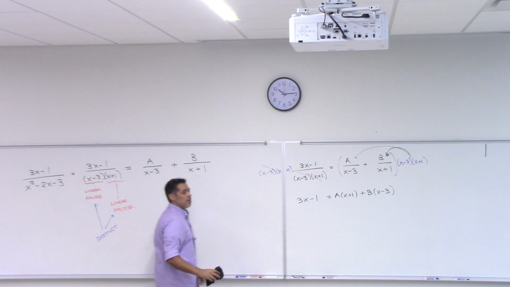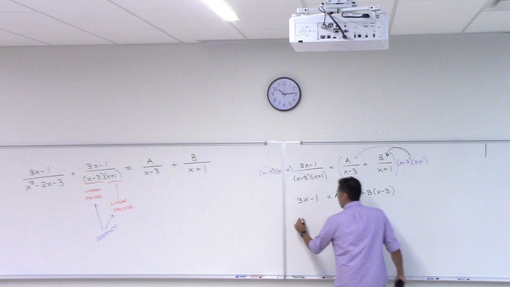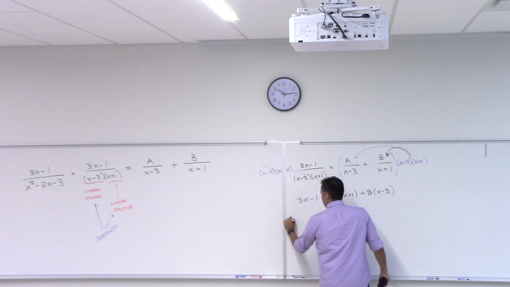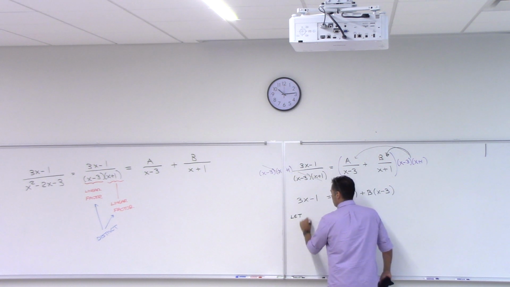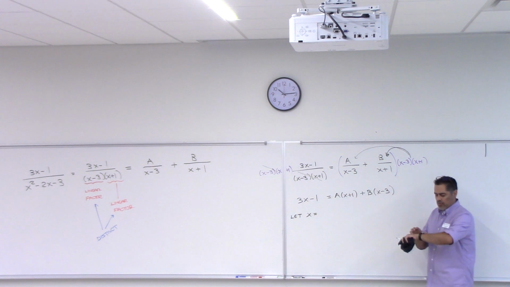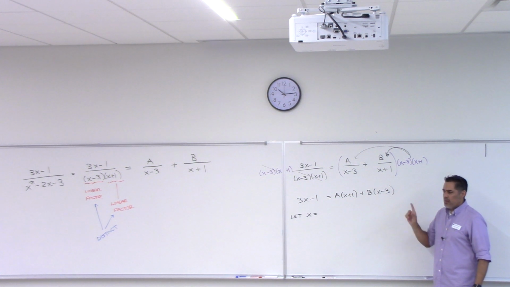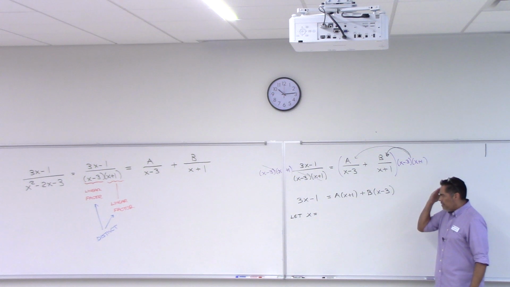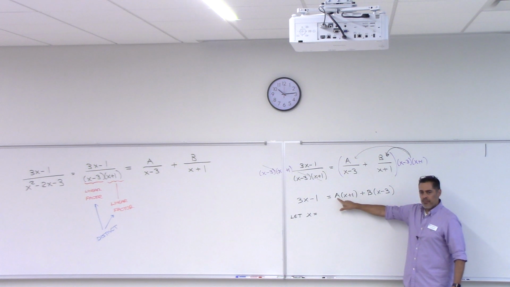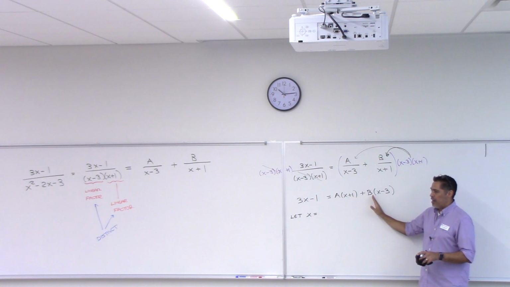What we're going to do is we're going to be extremely clever, okay? I'm going to say let x be equal to, and I'm going to assign a value to x right now, but I'm going to be really, really clever about it. Right now I'm thinking I would like to solve for a. So in order to solve for a, what I'd like to do is eliminate this b from the equation completely. And to do that, I can just let x be 3.